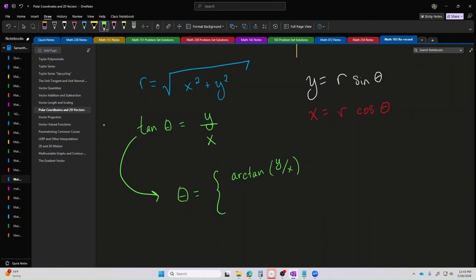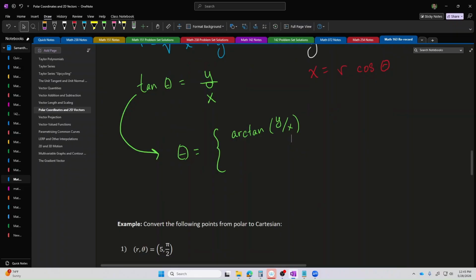Now, you may have noticed that I've begun to set up a piecewise conditional function for theta. And that's because I need to remember that arctan is somewhat limited in the angles that it can actually produce. Arctan is only capable of producing angles in a certain range. Arctan can only produce angles on the right side of the xy plane, angles between negative pi over 2 and positive pi over 2.